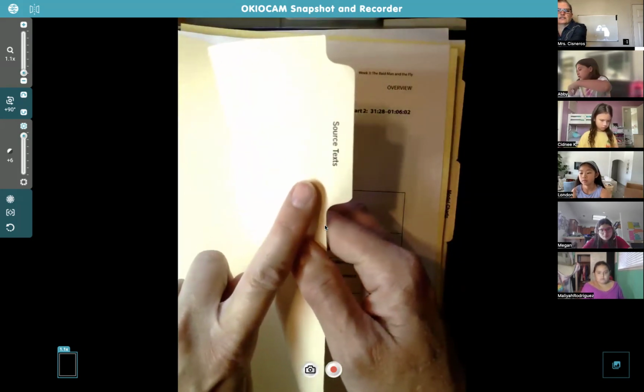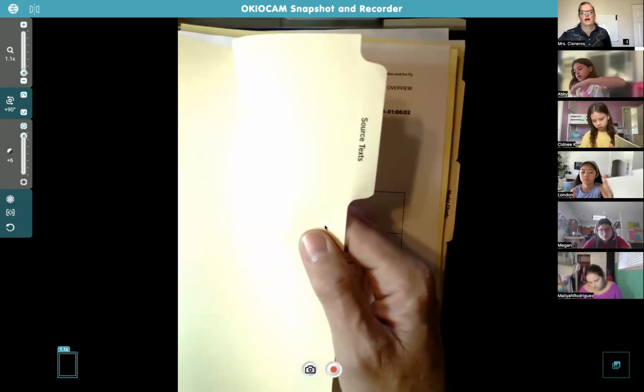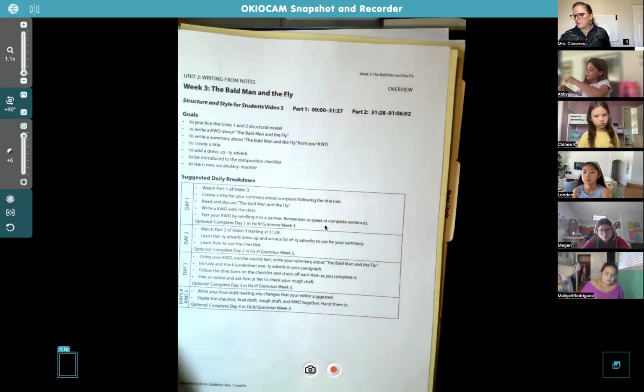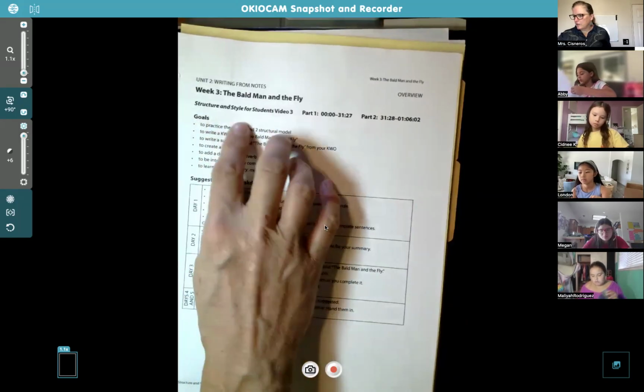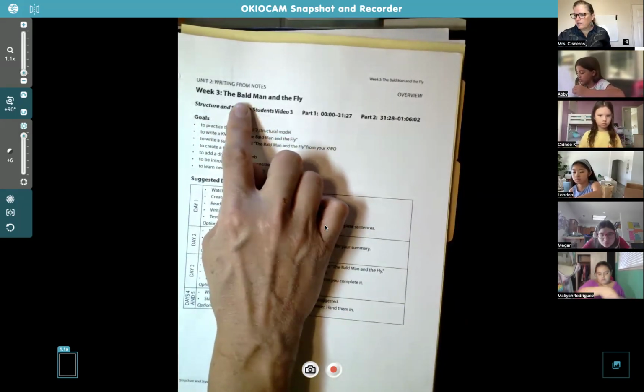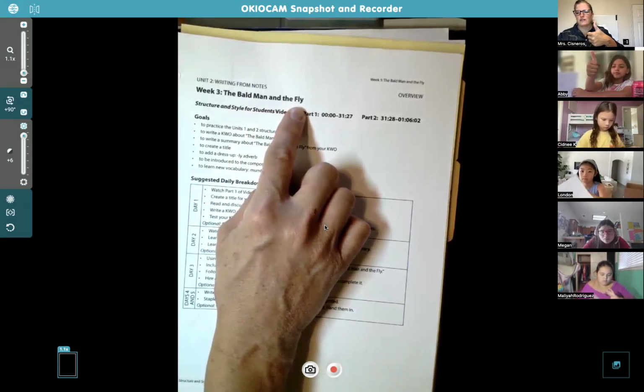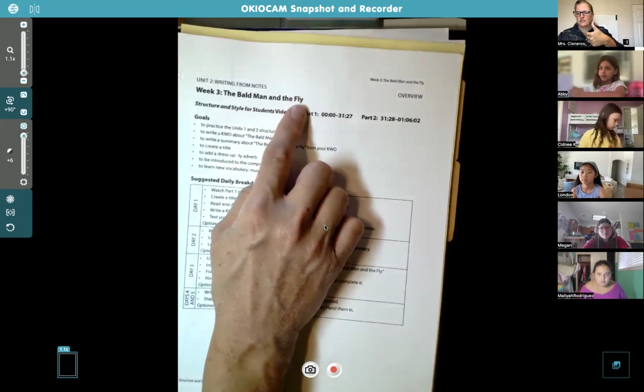Okay, so once you put that away, go back to the very front here. Source texts tab, that very first tab there. And when you turn that page, you're going to see week 3, the bald man and the fly. Give me a thumbs up if you see that in your binder. You guys see it? You're going to take this out, okay?